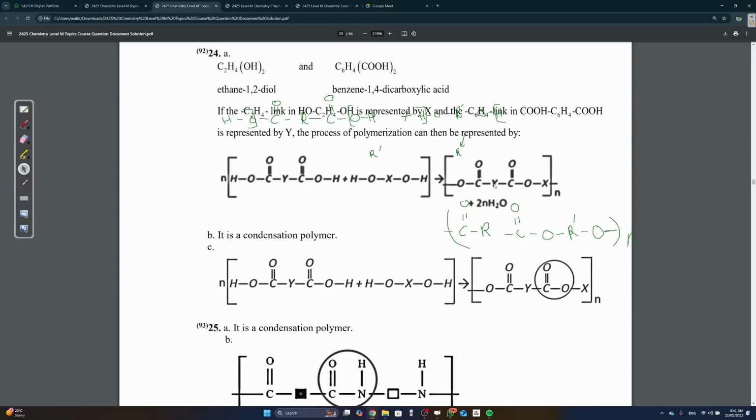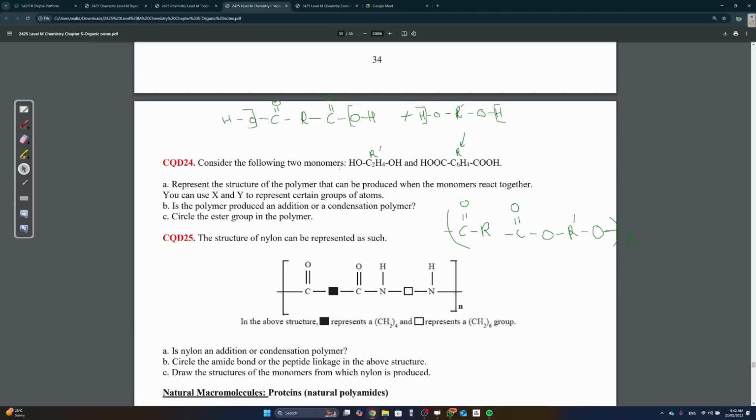What are they doing here? I don't know why. It's the same thing, but they just swapped. They did it with alcohol first. Again, guys, it doesn't matter, but this makes it easier for you, trust me. Whatever you prefer. They said you can use X and Y to represent certain groups of atoms. If they say this, then you should use X and then Y. You don't have to, but you can.